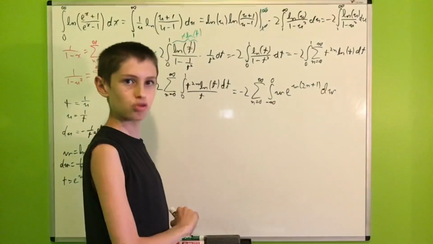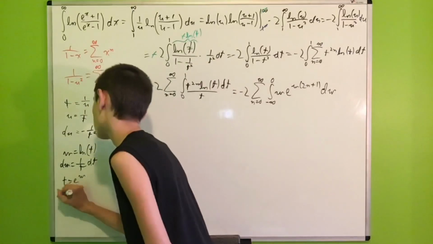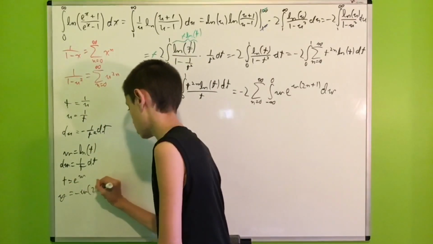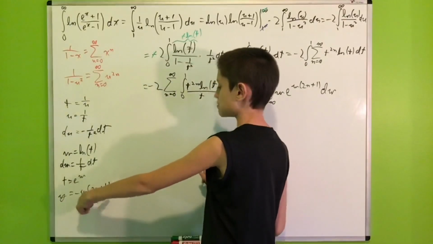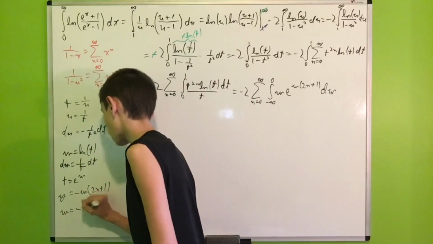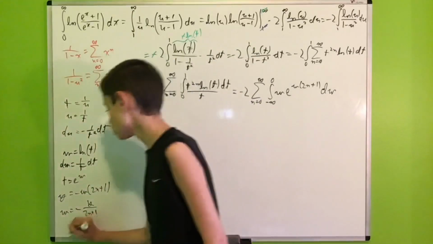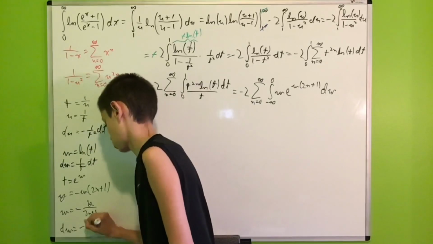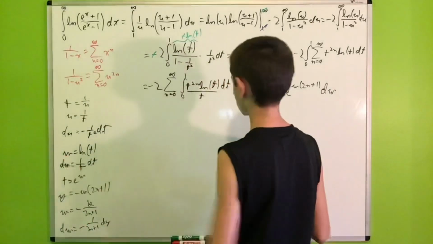And now we will introduce yet another substitution. We will let some y be negative w times 2n plus 1. And now we'll divide both sides by negative 2n plus 1 to get w is equal to negative y over 2n plus 1. Take the differential on both sides, we get dw is equal to negative 1 over 2n plus 1 dy. And now we'll just substitute everything in.